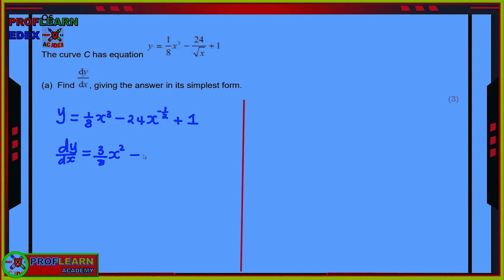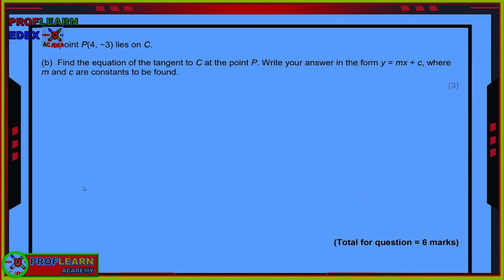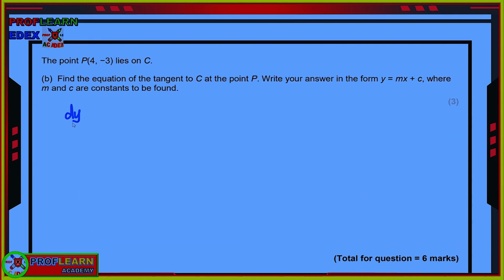And 24, you can see we have negative 24 and the power is negative 1 over 2. So when negative 1 over 2 comes in front, it becomes negative 1 over 2 times 24, that becomes positive 12 x raised to power 3 over 2, because we're going to subtract 1, and when you differentiate a constant you get 0. All right, then now we need to simplify whatever we have. Let's look at the second part.